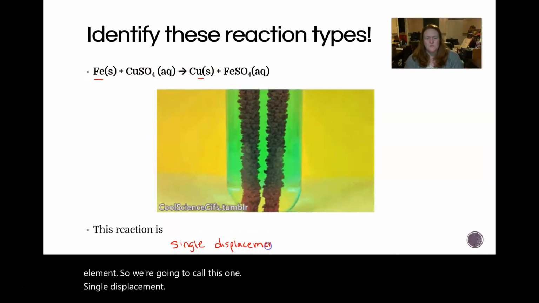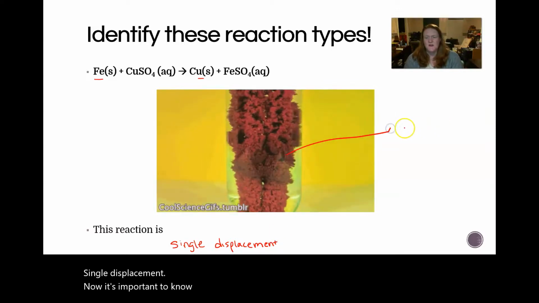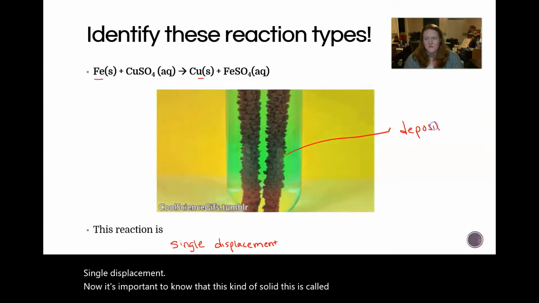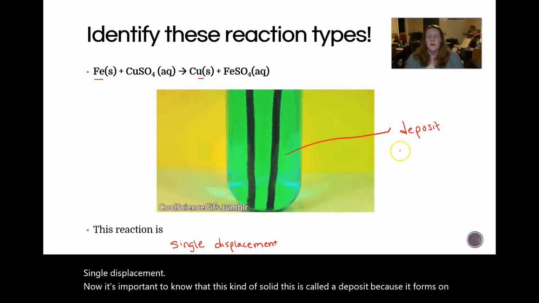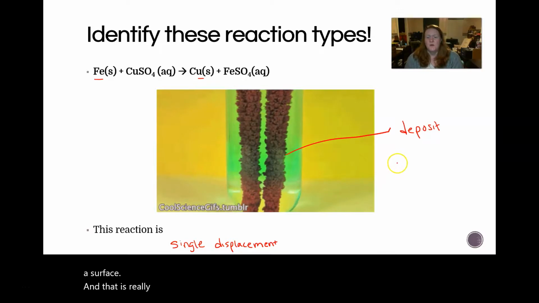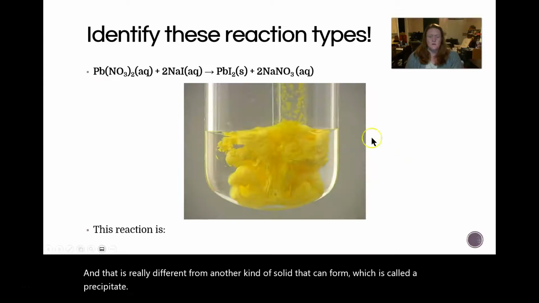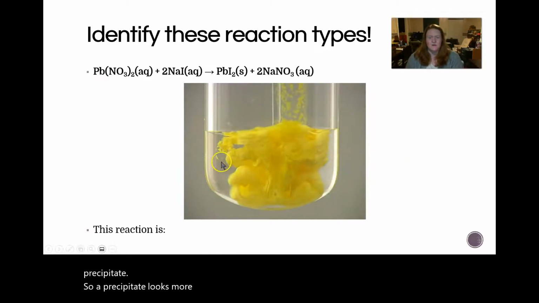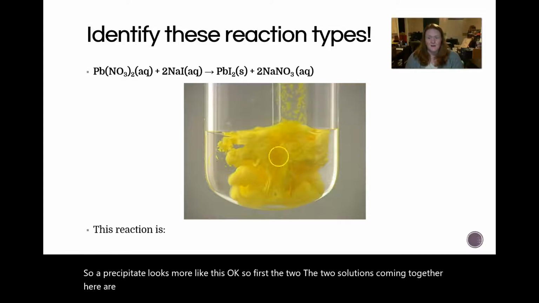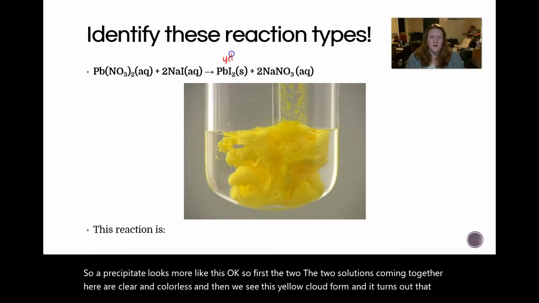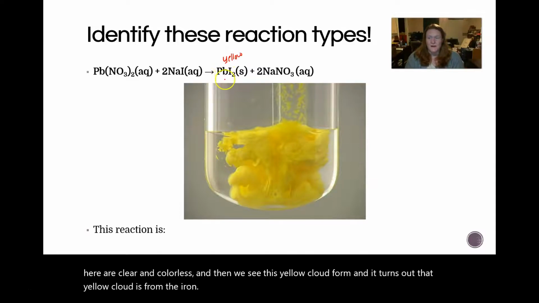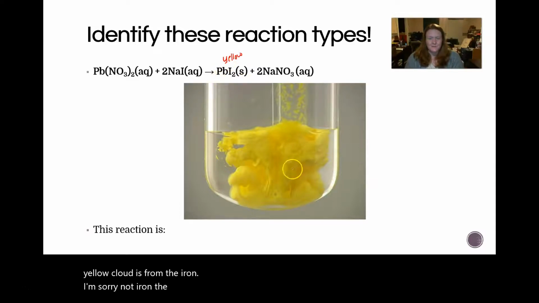Now, it's important to know that this kind of solid is called a deposit because it forms on a surface. And that is really different from another kind of solid that can form, which is called a precipitate. So a precipitate looks more like this, okay? First, the two solutions coming together here are clear and colorless, and then we see this yellow cloud form. And it turns out that that yellow cloud is from the lead iodide, which is yellow. And so this is called a precipitate.